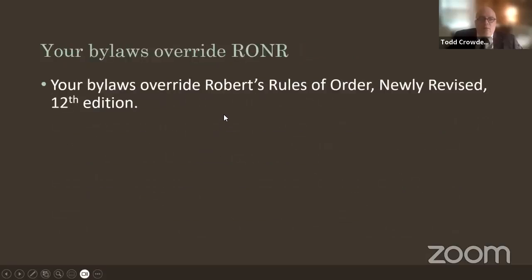Your bylaws override RONR. Remember that. It's very important. Just because it's in RONR doesn't mean it applies to you. If your bylaws cover an issue, then that's what prevails. So be very careful when you write your bylaws because you're going to have to live with them. If there's something that gets into your bylaws that shouldn't be that way or is not really a good rule, there's not necessarily anything in Robert's Rules of Order that's going to come to the rescue because your bylaws are higher.